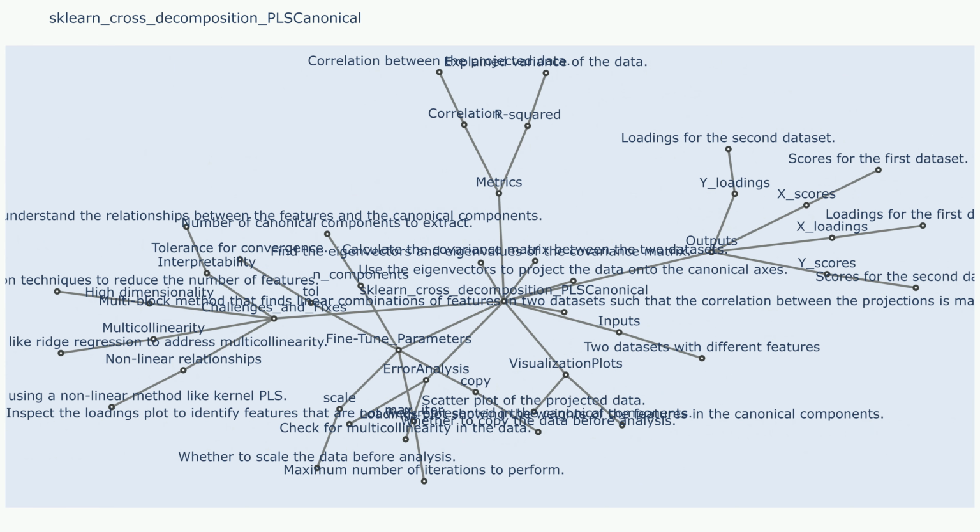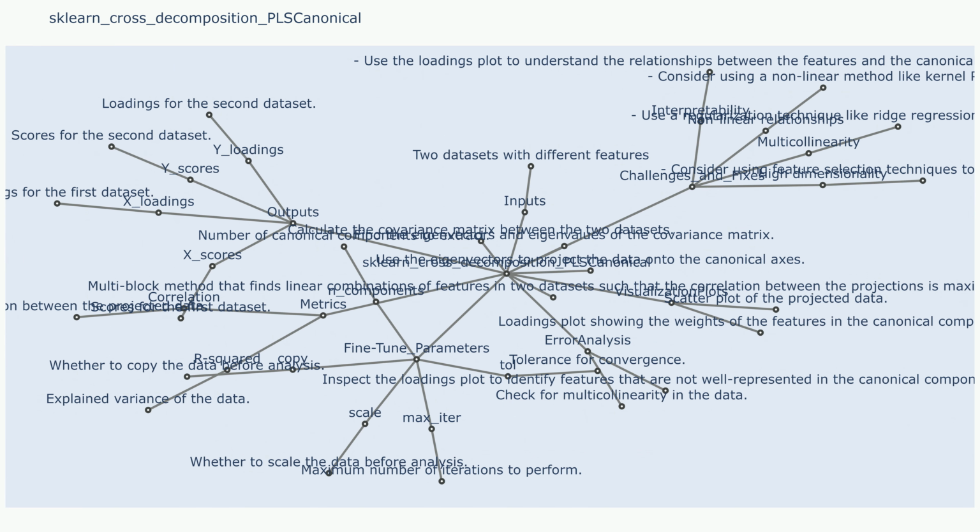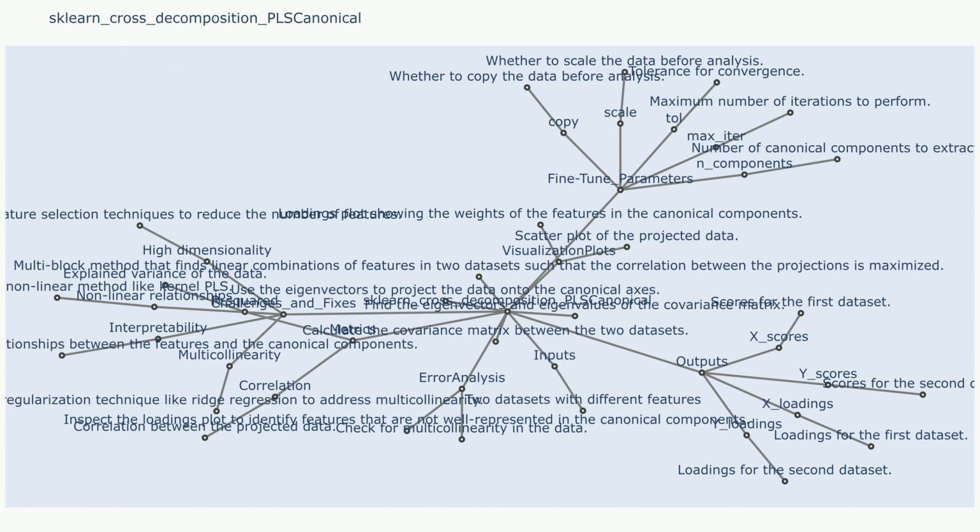Challenge 1: the data may be highly correlated, leading to unstable results. Sample use case that resulted in Challenge 1: a dataset with multiple highly correlated features. Fixes to Challenge 1: use a regularization technique, such as ridge regression. Select a smaller number of components.